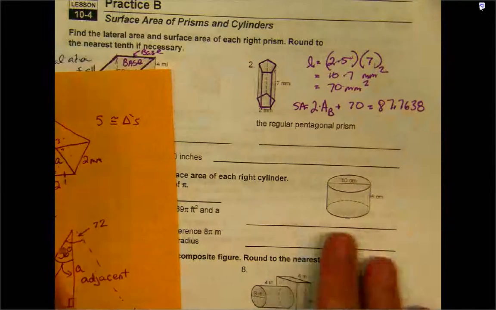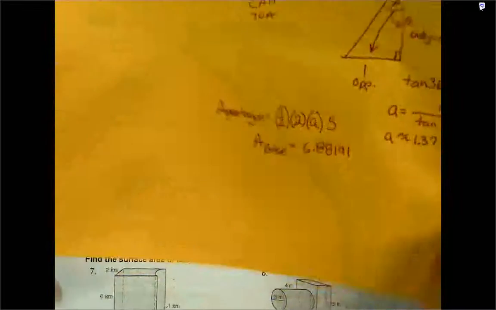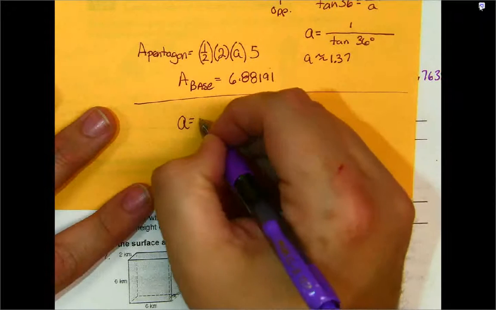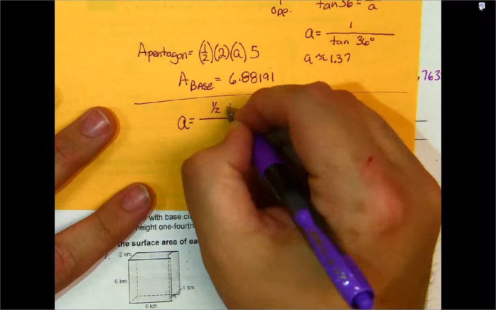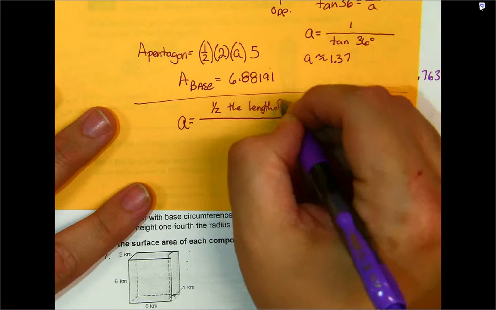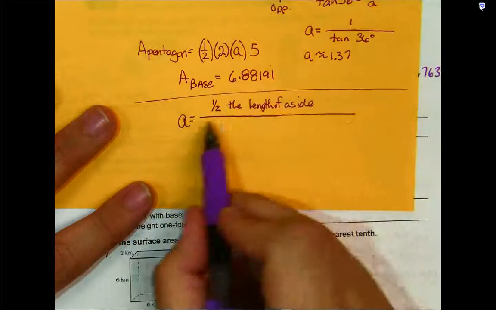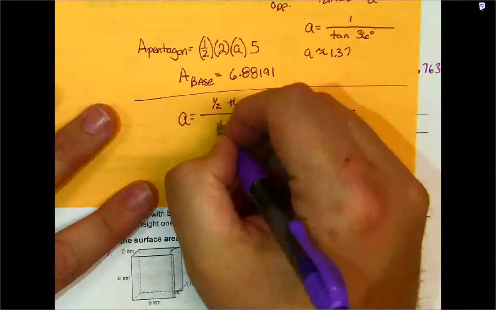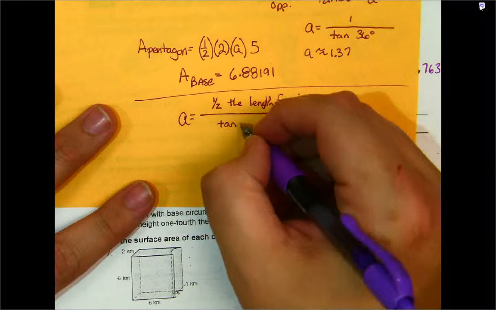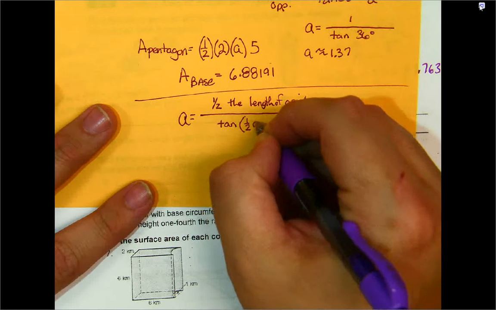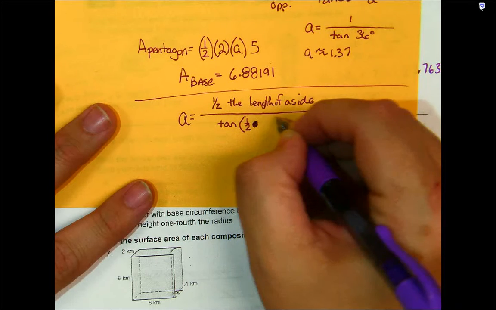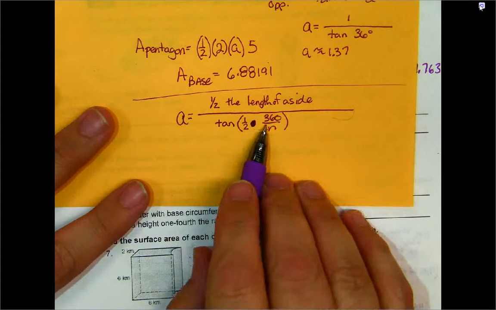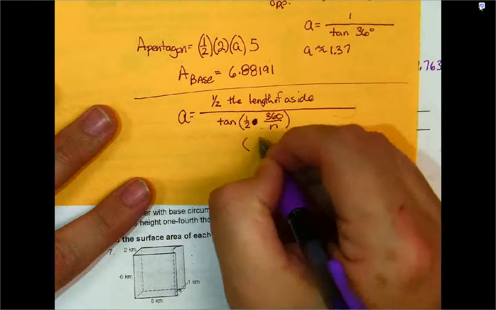Now, I'll give you a formula for the apothem. And this is what you'll have to use. You could say your apothem is equal to one half the length of the side of the shape, no matter what the shape is. You take the side, you divide it by 2, and then it's going to be the tangent of 1/2 times 360 divided by n. So even better yet, you could take this and say it'll be 180 over n, where n is equal to the number of sides.